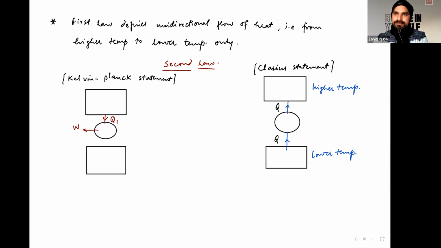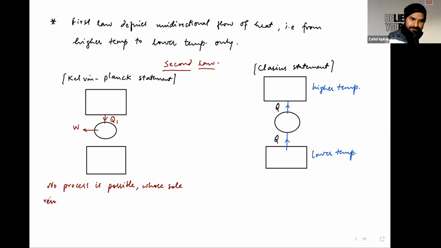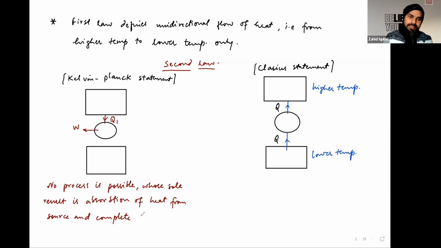So let me define these two statements. The Kelvin-Planck statement: no process is possible whose sole result is absorption of heat from a source and complete conversion into work without any loss. So this will not be possible.